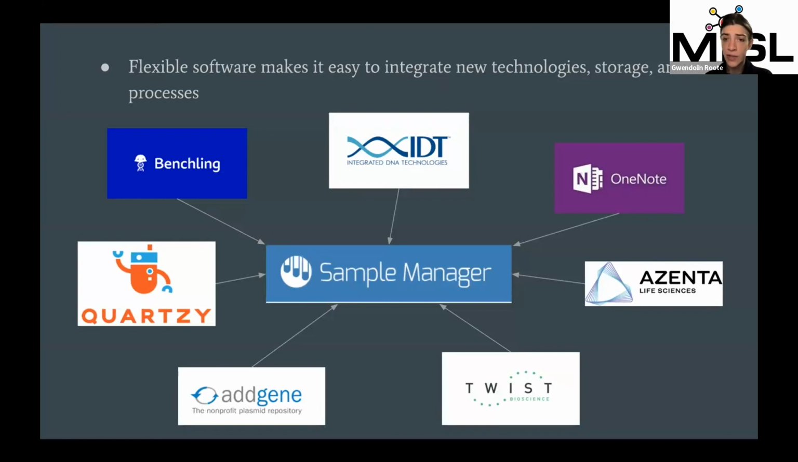OneNote was kind of where we were transitioning from, and it was pretty easy to port lab notebooks created in OneNote into Sample Manager. We do our inventory with Quartzy, and Benchling is where we design a lot of our DNA and protein constructs, and all of these feed into Sample Manager super easily, thankfully.